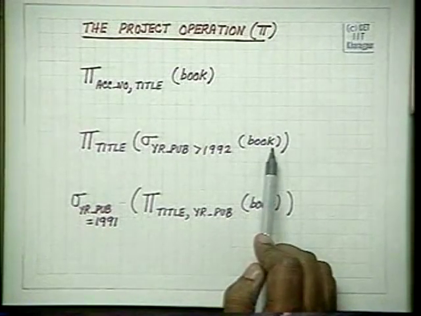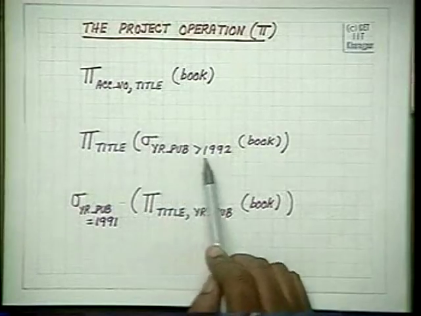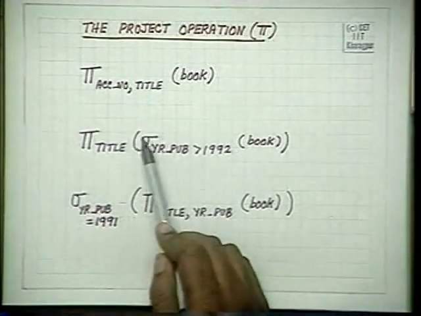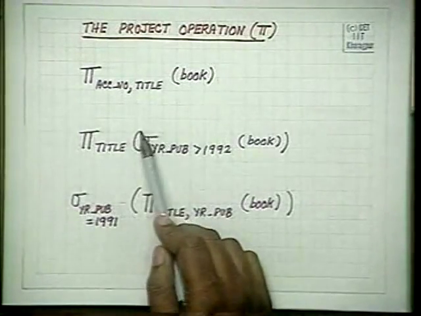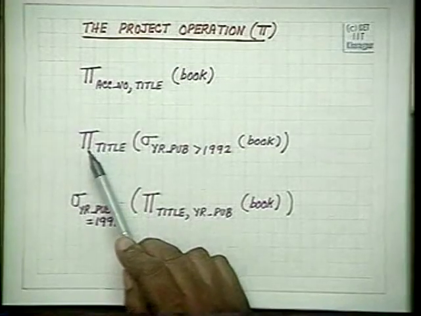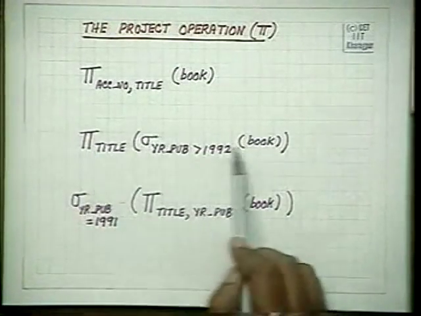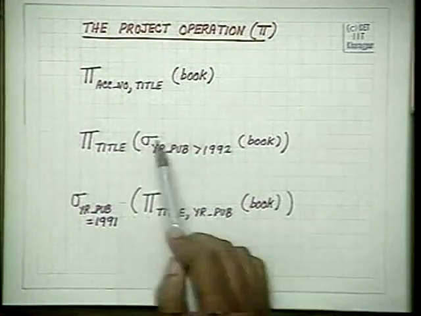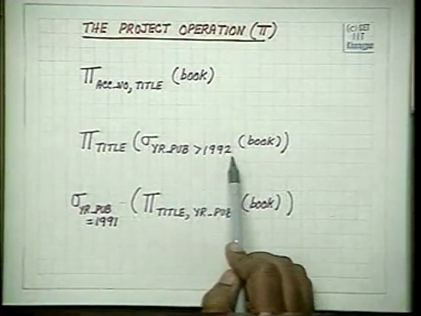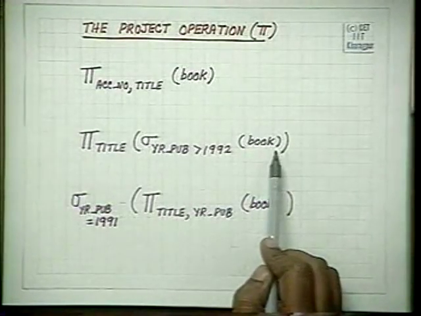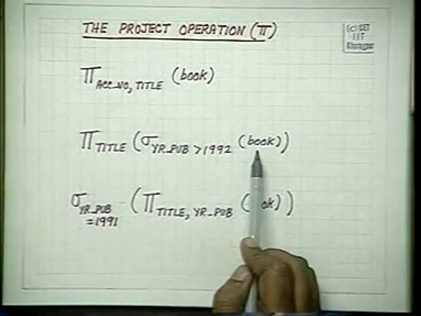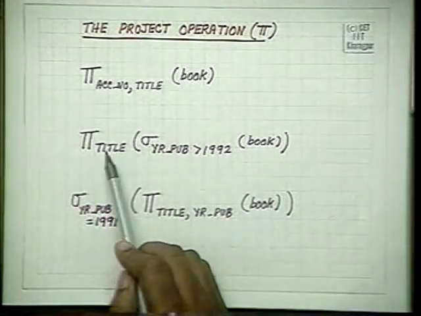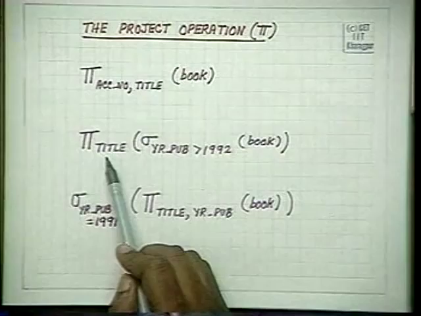So from the book relation, we will first select out all tuples having year of publication greater than 1992. The attributes of this relation which is returned, and which forms a parameter to the project operation, will have all the attributes of book: accession number, year of publication and title. And we will select out only those titles.